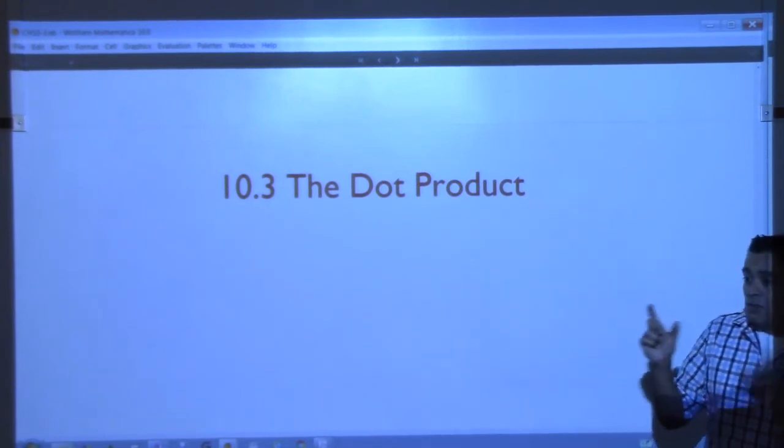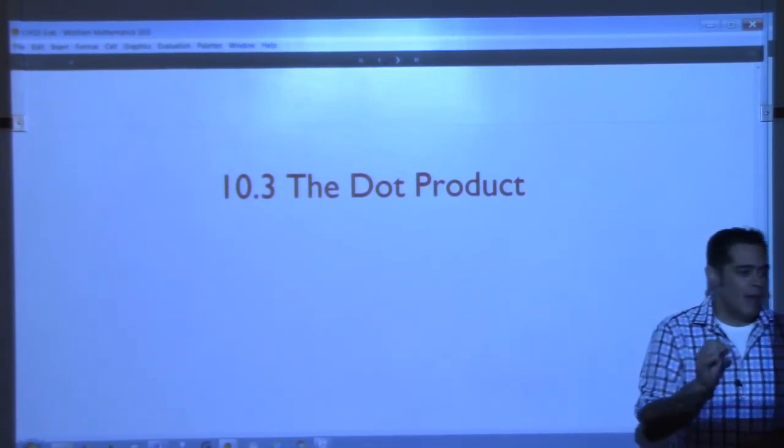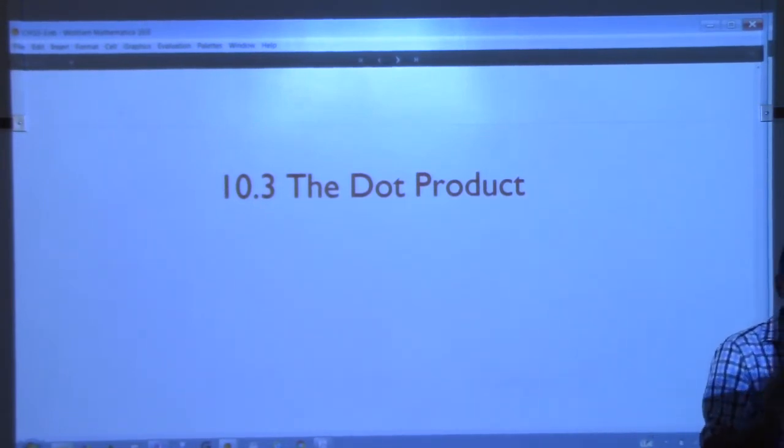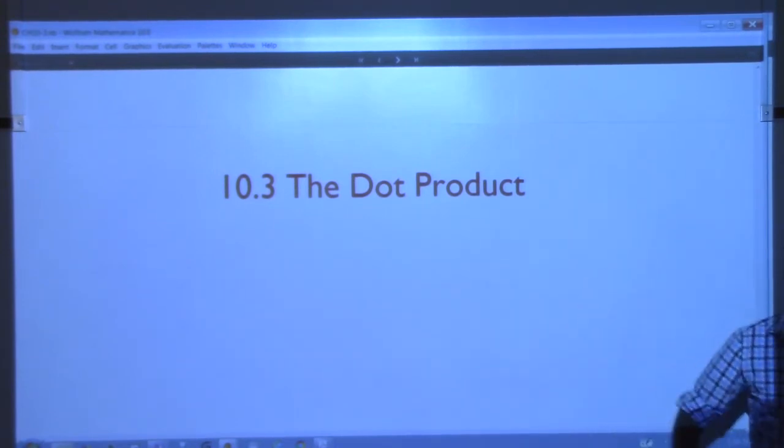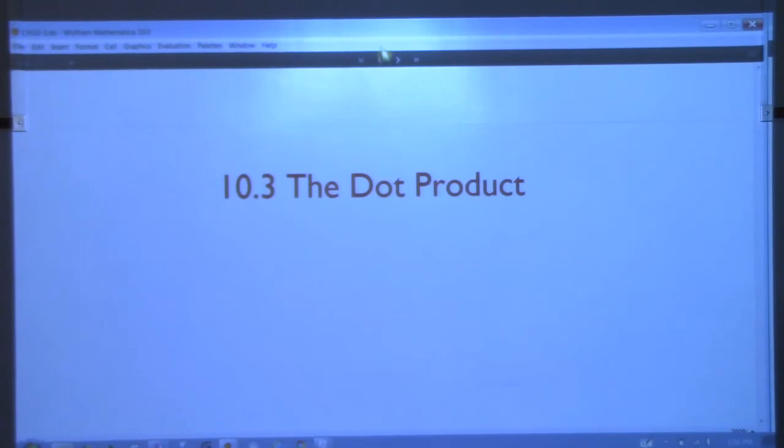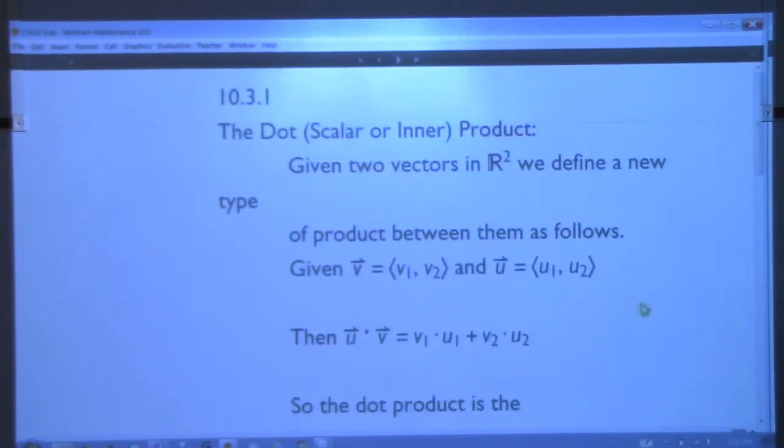But if I give you two vectors and I say multiply them, you have to clarify whether you're talking about the dot product or the cross product. And that's all going to be in the notation we use. That's how you know which is which. So the dot product is super clean, super easy to compute.